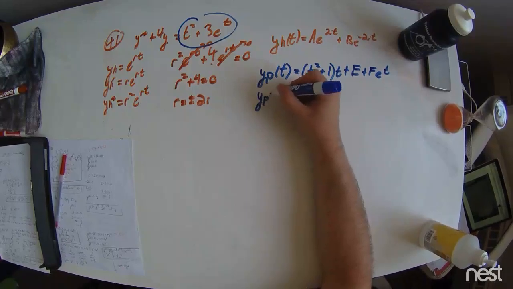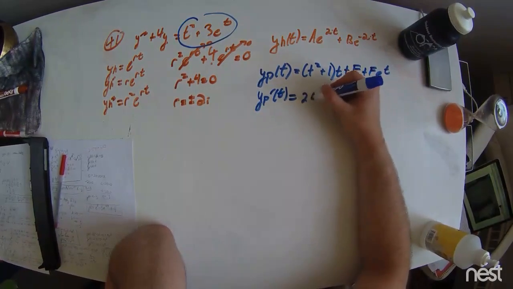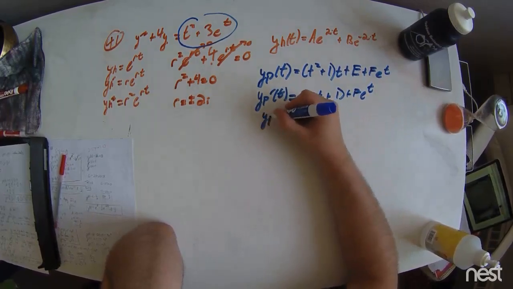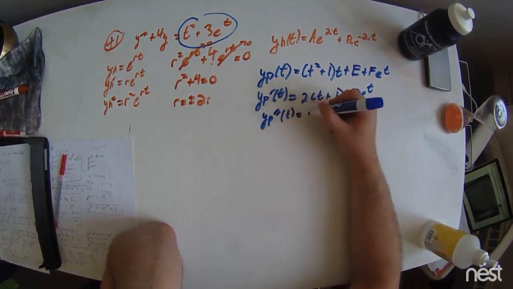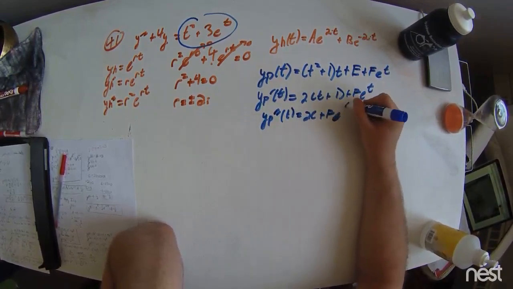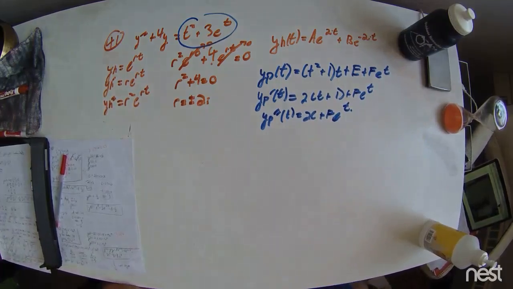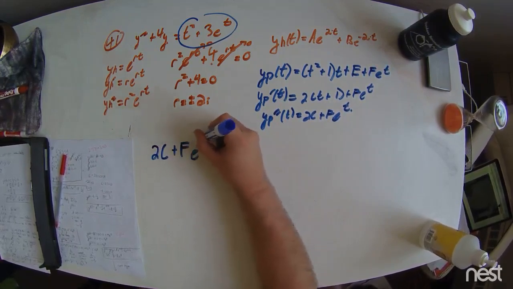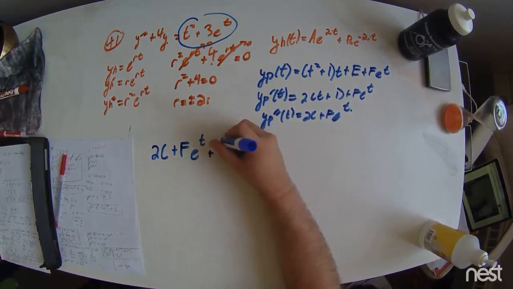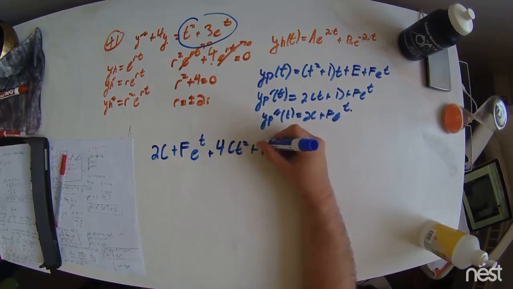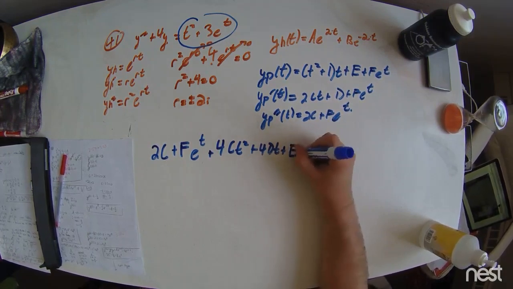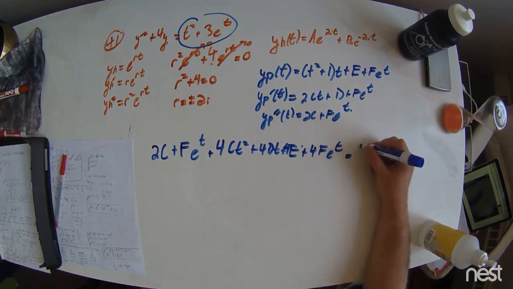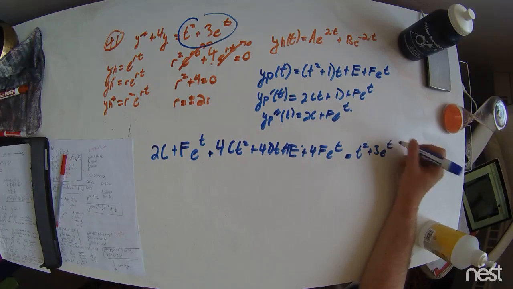Y prime particular of t equals 2ct plus d plus f e to the t. Y double prime particular of t equals 2c plus f e to the t. Now plugging this into the expression above, we derive 2c plus f e to the t plus 4c t squared plus 4d t plus 4e plus 4f e to the t equals t squared plus 3e to the t.